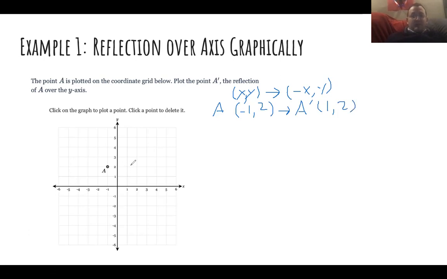So here's 1, 2. Here's my A prime. And if I were to do this visually instead, I would highlight that y-axis, and we could see that A is 1 unit to the left and A prime is 1 unit to the right.